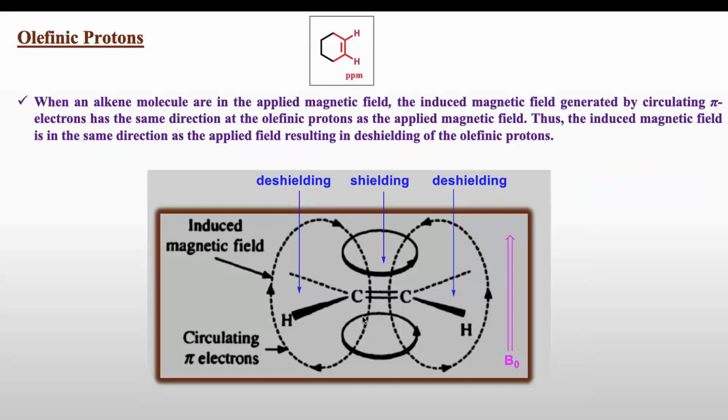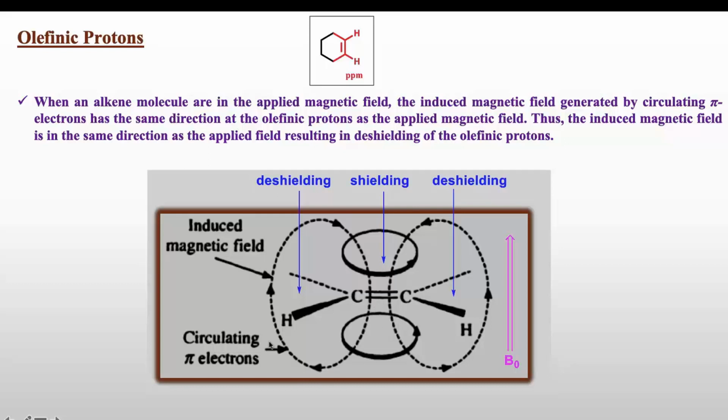Now if we look at olefinic protons: when alkene molecules are in the applied magnetic field, the induced magnetic field generated by circulating pi electrons has the same direction at the olefinic protons. That means in this region the magnetic field generated by the pi electrons will be in the same direction as the applied field, while in this region it will oppose the applied magnetic field.